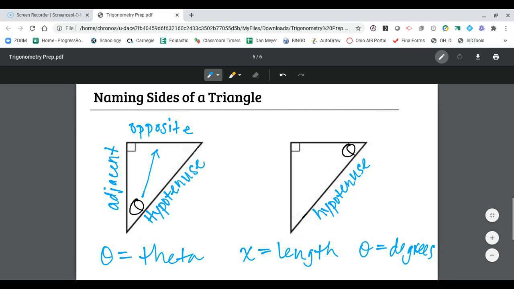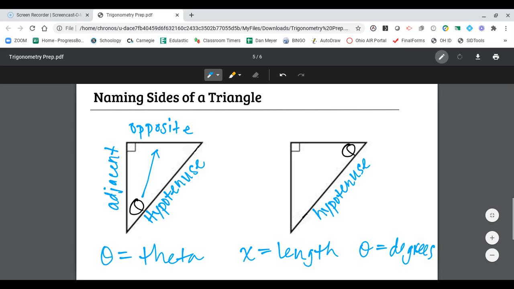Now, some of you might be thinking, well, the hypotenuse is next to theta as well, but the hypotenuse is always called the hypotenuse, so that one never counts. So there's always a hypotenuse, and it's the side length across from the 90-degree angle. And then there's an opposite leg and an adjacent leg. Adjacent is next to the angle measure, and the opposite leg is literally opposite.